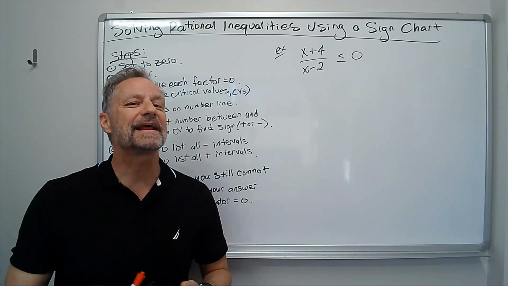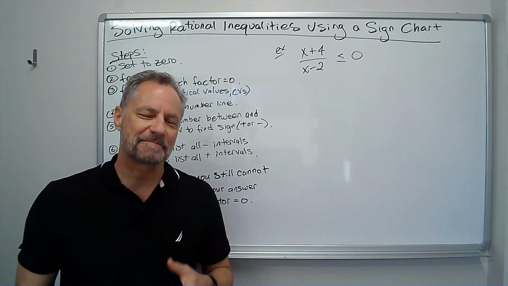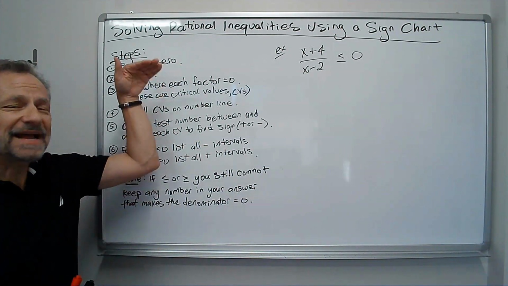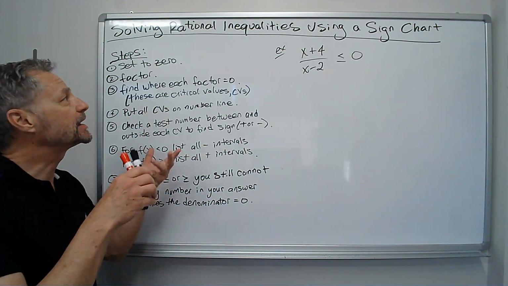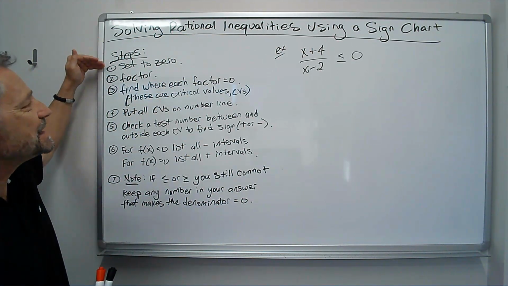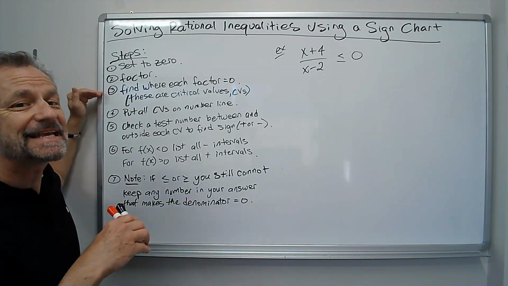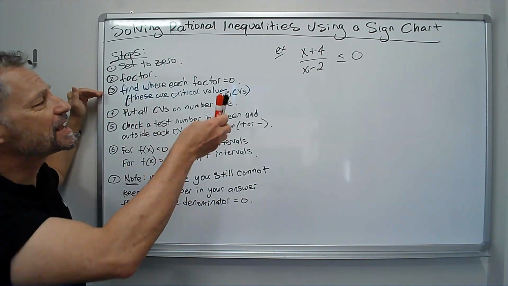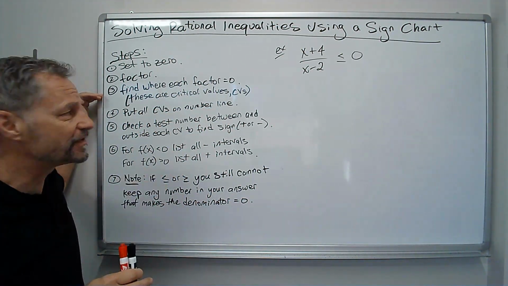Now we're looking at how to solve rational inequalities using a sign chart. All right, so I've got the steps. They're mostly the same steps I have in my video on how to do it for a polynomial inequality. But the steps are we need to set it equal to 0. Then we need to factor, set each factor equal to 0, and find out what values of x make that 0. These are our critical values.